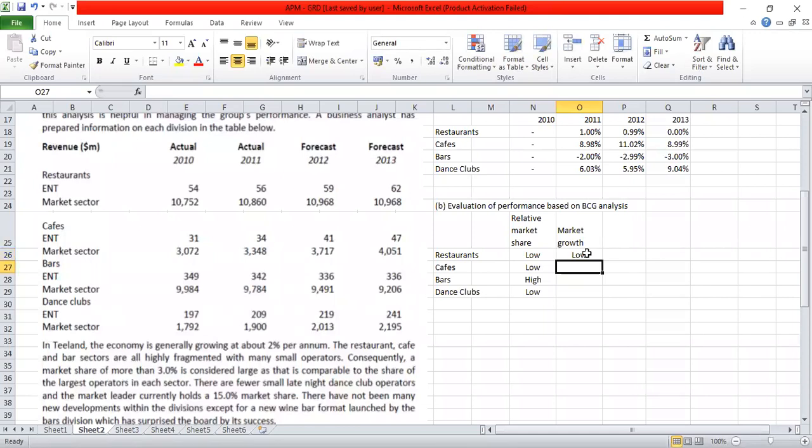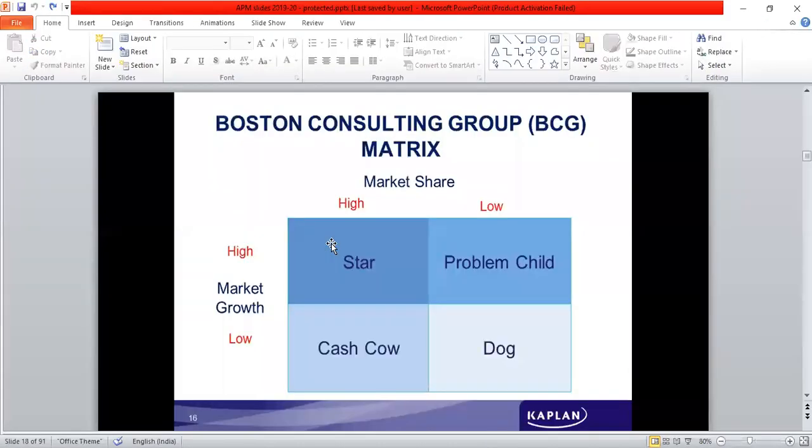Cafes have grown at 8%, 11%, 9%. So this is high. Bars, we see a negative growth, so it's low. Then dance clubs also 6%, 9%, so this is on the higher side, high. Let's categorize them. If both of them are low, what do we call it? You have to give me the answer now. If both of them are low, what do we call it?